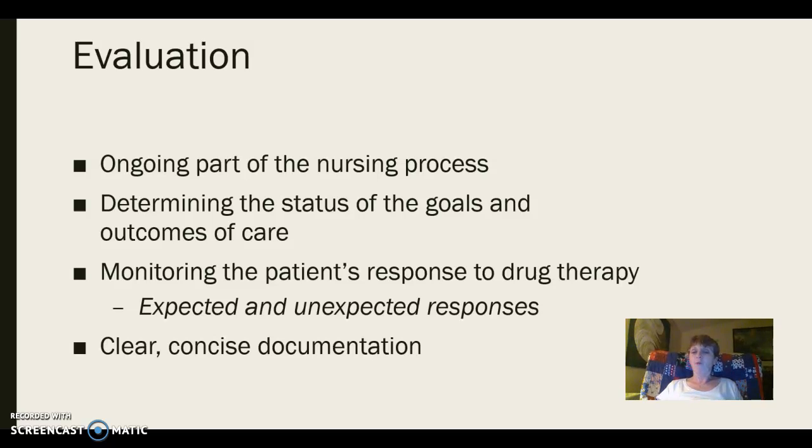Finally, after we have implemented and we've given our medication and we've done our documentation, we're going to do the final step of the nursing process, which is evaluation. This is an ongoing part of the nursing process, and what we do is we determine whether the goal has been met. Is the outcome that we were looking for with the patient's care? We monitor the response to the drug therapy, whether that response was the expected response or the unexpected response. And then we follow that with clear and concise documentation.